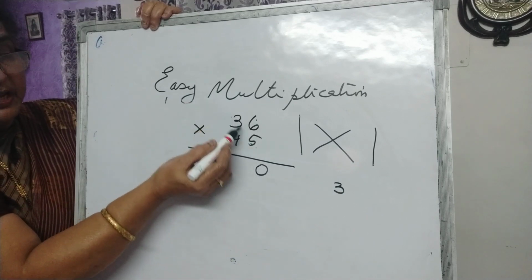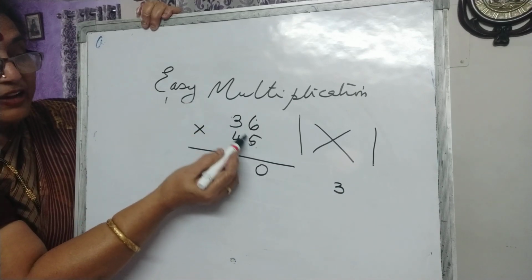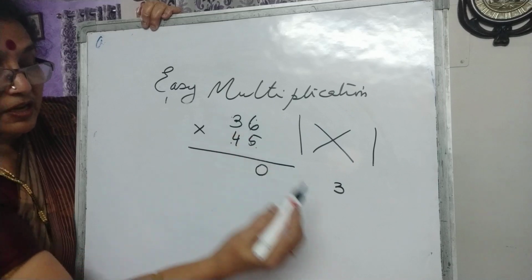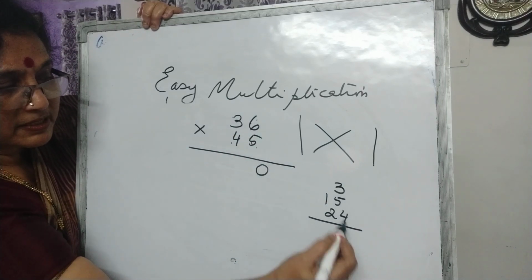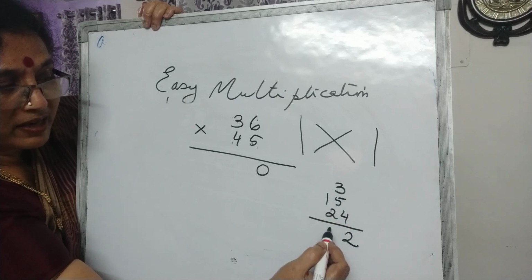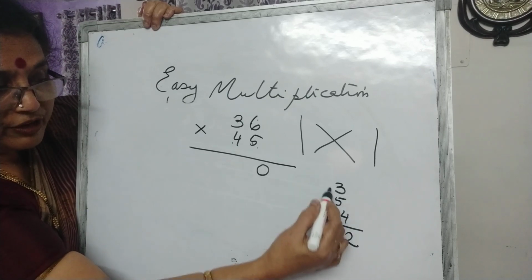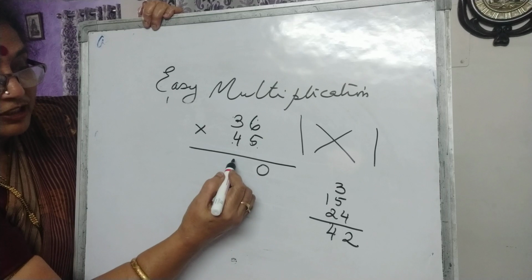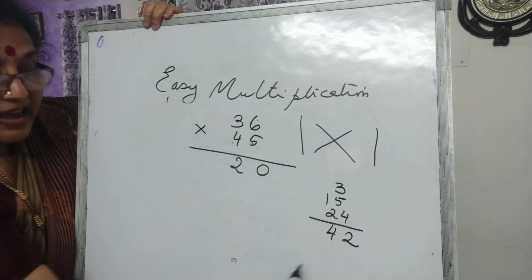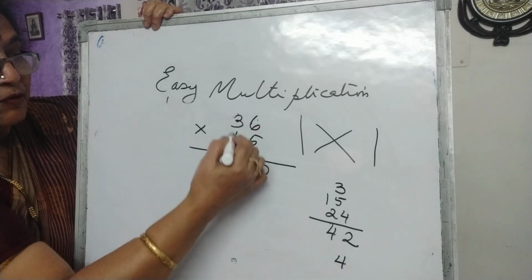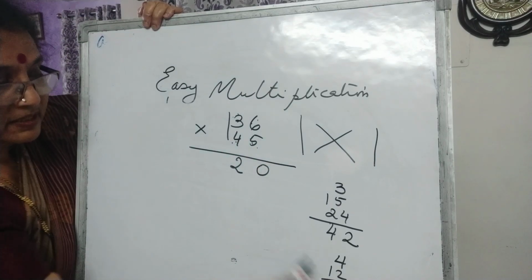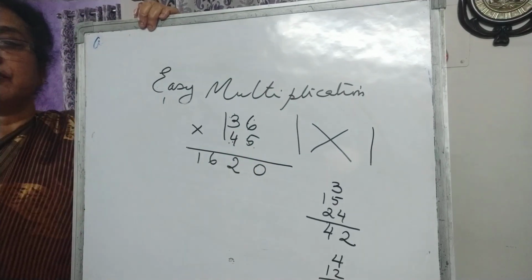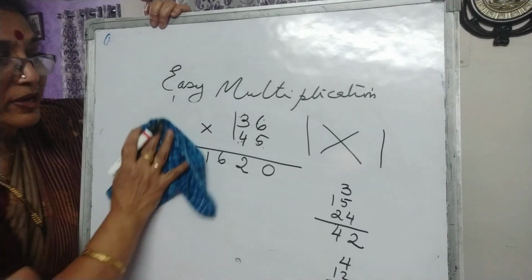Then cross multiplication: 5 3s are 15, 6 4s are 24. So that's 15 and a 24. Add up these numbers. 8 and 4, 12, carry 1. That's 2, 3, 4. So 42. I have a carry 4, and 3 4s are 12. Now vertically, that's 12 and that becomes 16. So 1620. Let's see one more example.